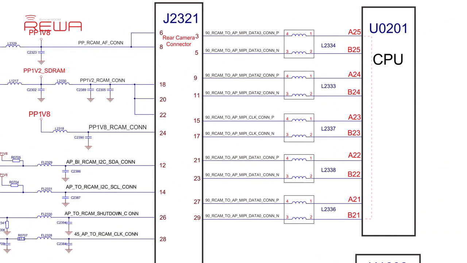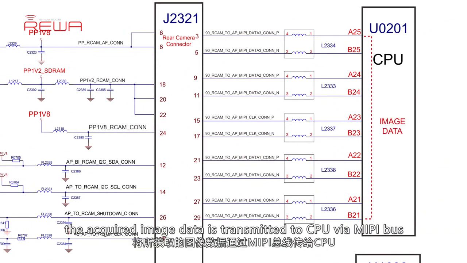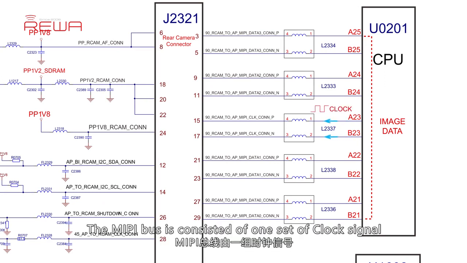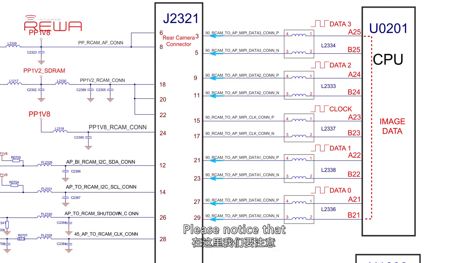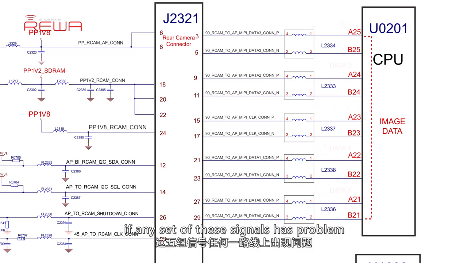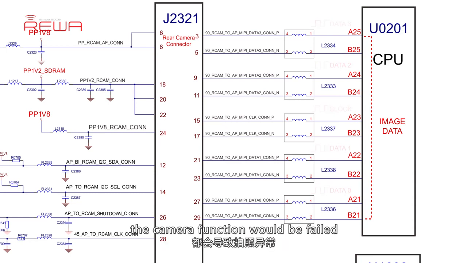During operation, the acquired image data is transmitted to the CPU via the MIPI bus. The MIPI bus consists of 1 set of clock signal and 4 sets of data signals. Please notice that if any set of these signals has a problem, the camera function will fail.